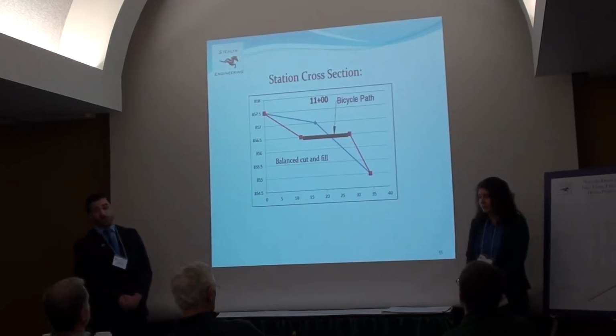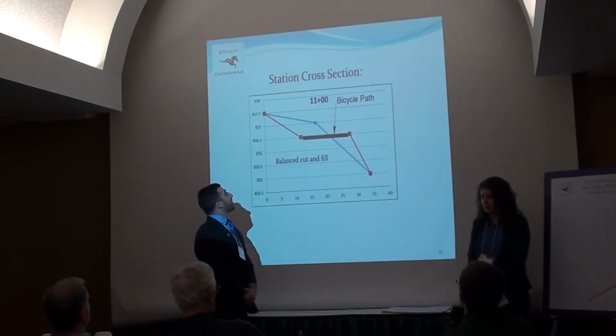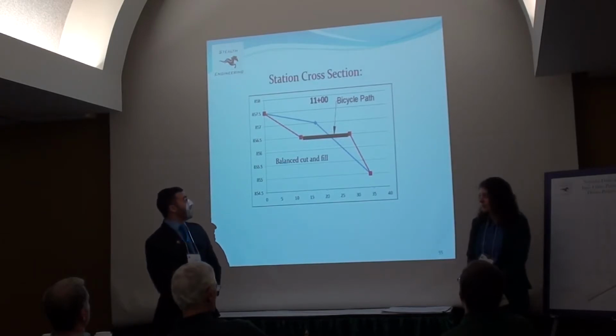Here we see a typical station cross section. The idea here when creating these was to have the amount of earth needing to be excavated cancel out the amount of earth needing to be placed, and this is called balanced cut and fill, to minimize earthwork costs.